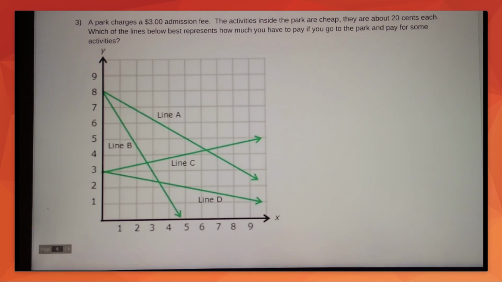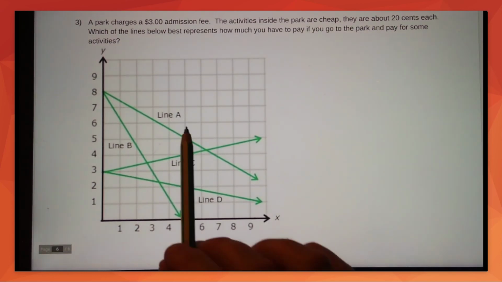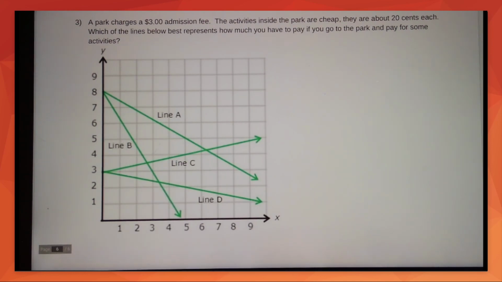So here we have a graph. Nothing is labeled on this graph except for these 4 lines. There's 4 different lines here. You have to pick, is it line A, line B, line C, line D? What line looks like it fits this situation the best?